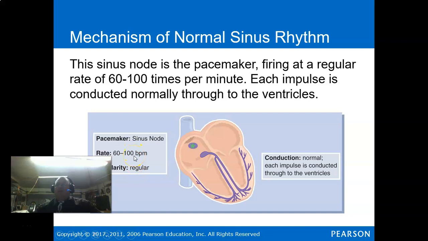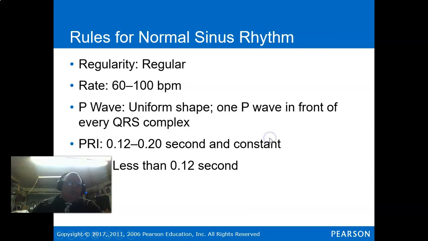The rate of 60 to 100 is usually regular. Well, it is regular if it's going to be normal sinus. And then again, it conducts the impulse through the ventricles with no problems, okay? So again, these are our rules, all right? Make sure that you start understanding the rules and are able to spout off the rules about an EKG, especially when you're learning them. Again, it's going to be regular, the rate 60 to 100.